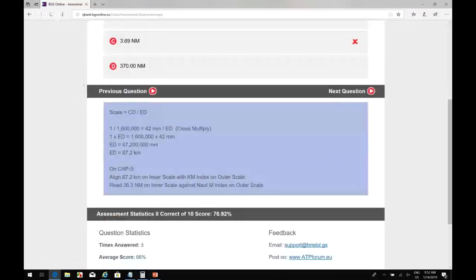Like they've shown here, 42 millimeters. So 1,600,000 times 42 millimeters is an Earth distance of 67,200,000 millimeters, which equals 67.2 kilometers. Okay, and you can do that on the navigation computer.